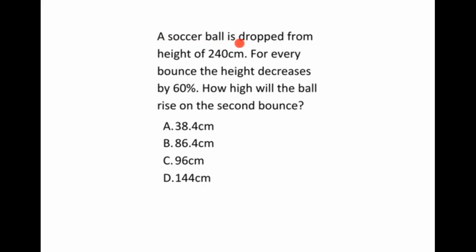A soccer ball is dropped from a height of 240 centimeters. For every bounce, the height decreases by 60%. How high will the ball rise on the second bounce? Solution.